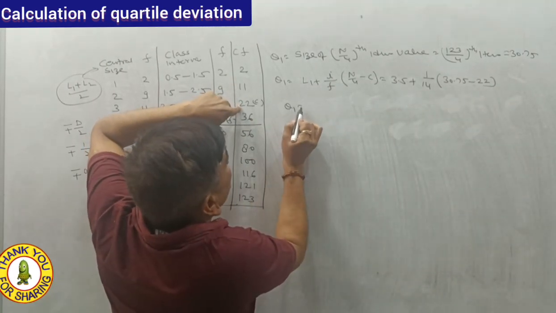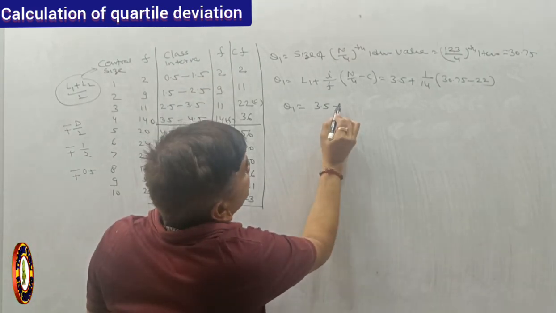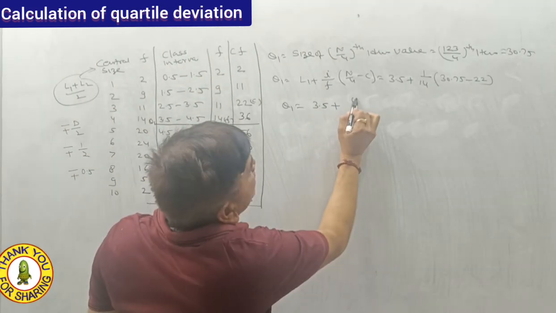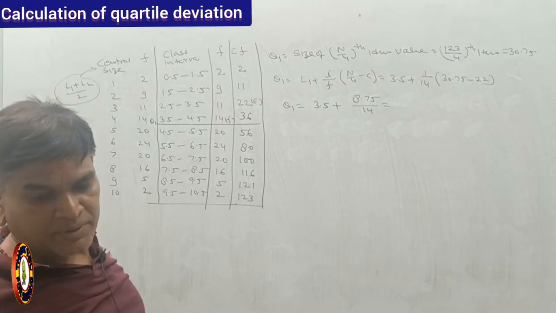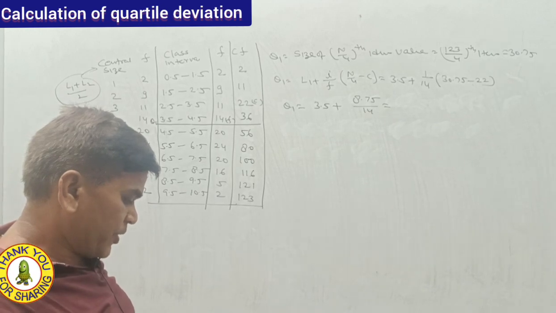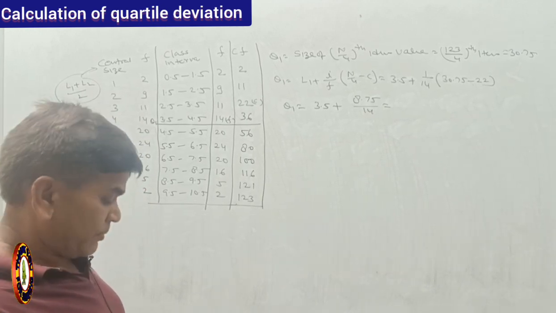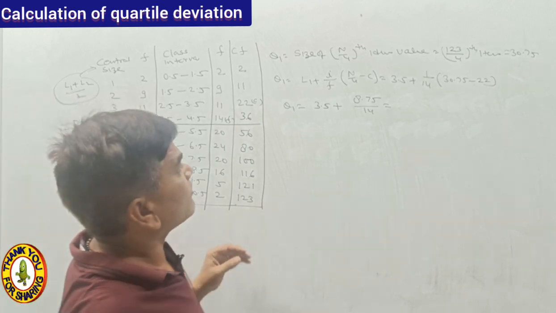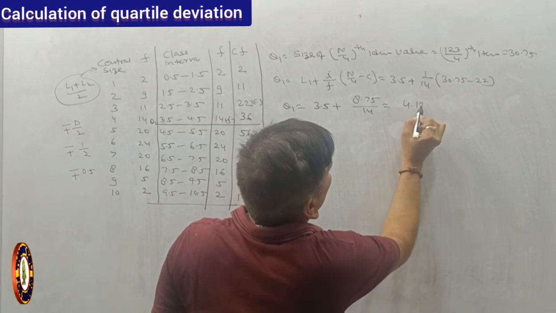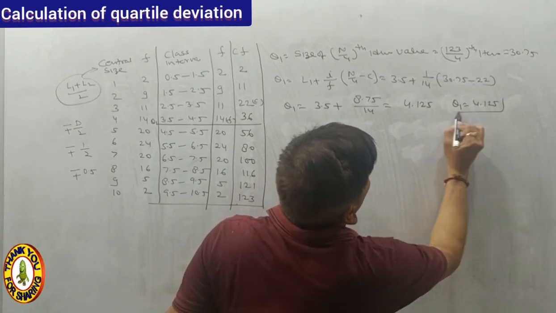So the value of Q1 is 3.5 plus 8.75 divided by 14. So 8.75 divided by 14 plus 3.5, that is 4.125. The value of this is equal to 4.125. So Q1 is equal to 4.125.